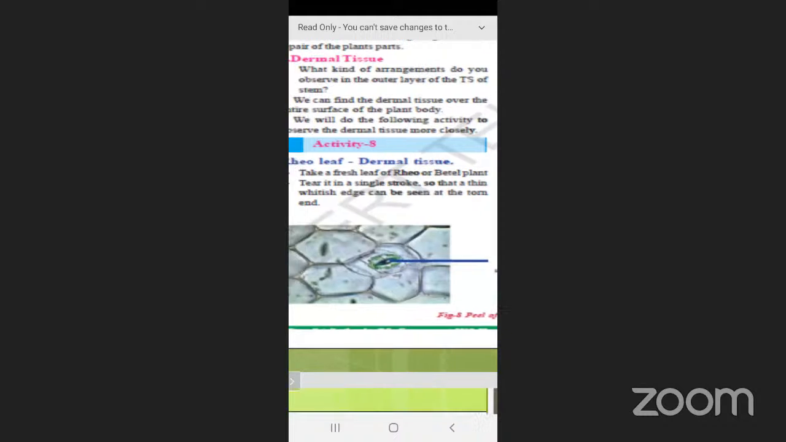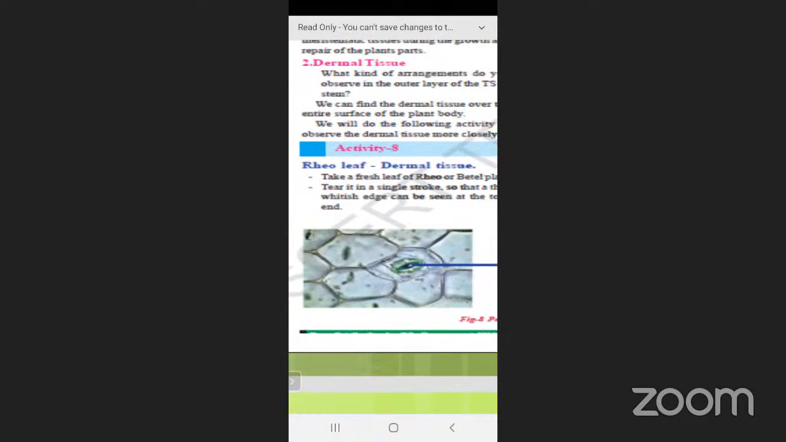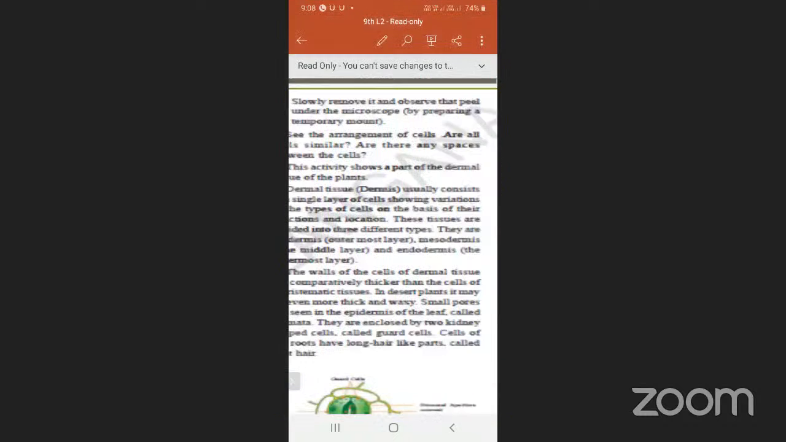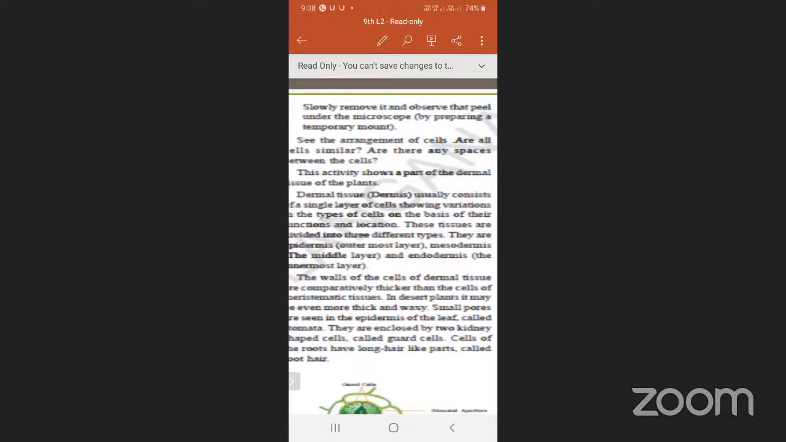So why do we have to tear it in a single stroke? By tearing it in a single stroke, a thin whitish edge can be seen at the torn end. So for that purpose, we have to tear it in a single stroke. Next, slowly remove that peel and observe it under the microscope by preparing a temporary mount.